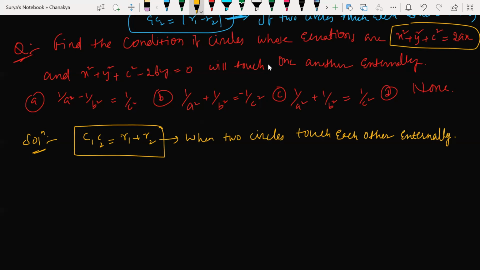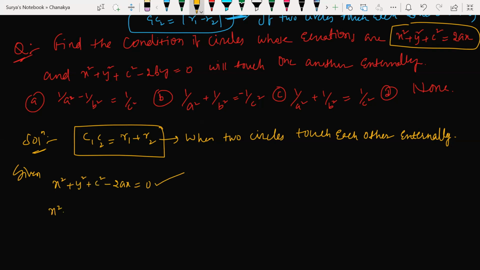Now tell us, let us write what is the first circle given here. Look at it here: x square plus y square plus c square minus 2ax is equal to 0. Please try to listen to the class carefully. This is the given first circle.